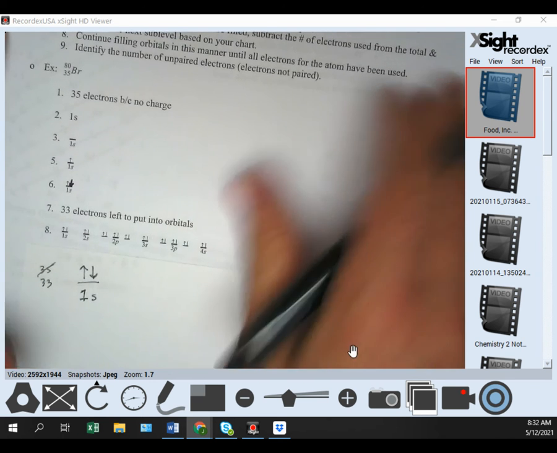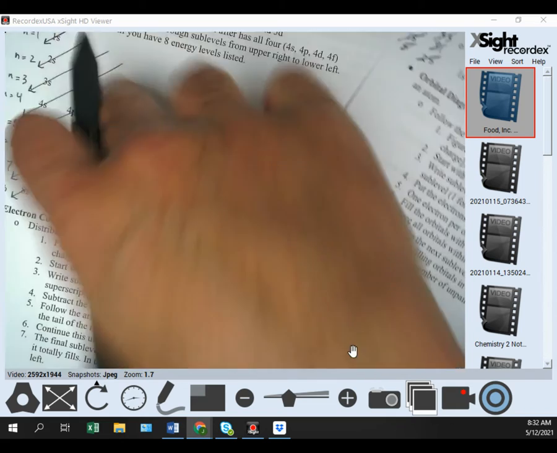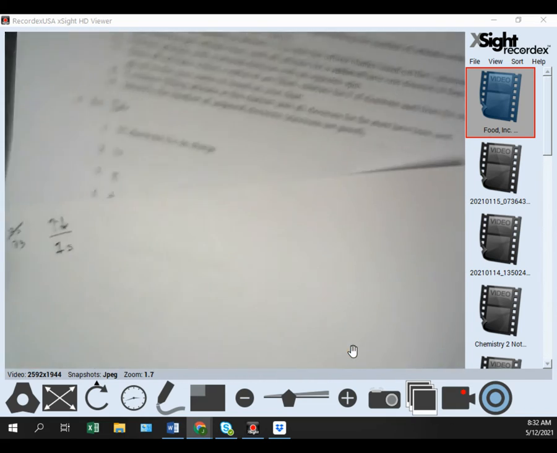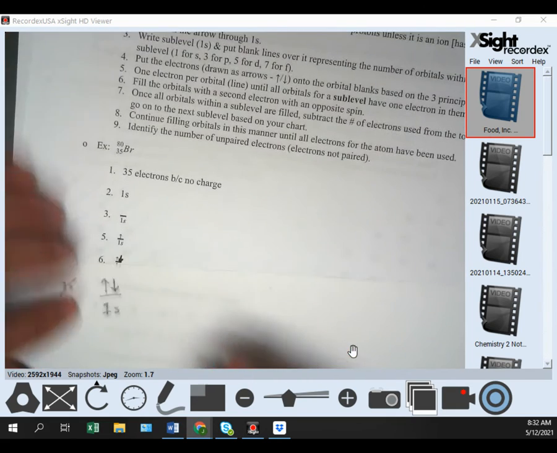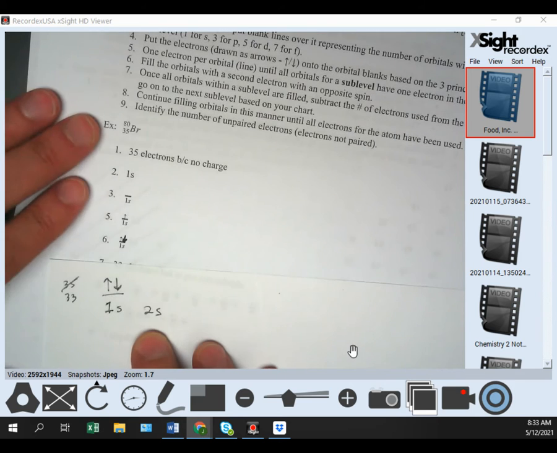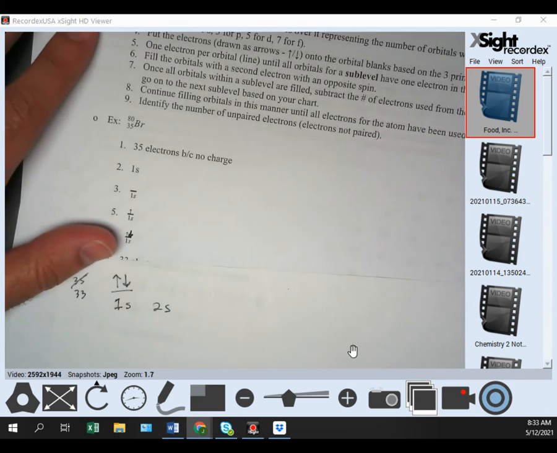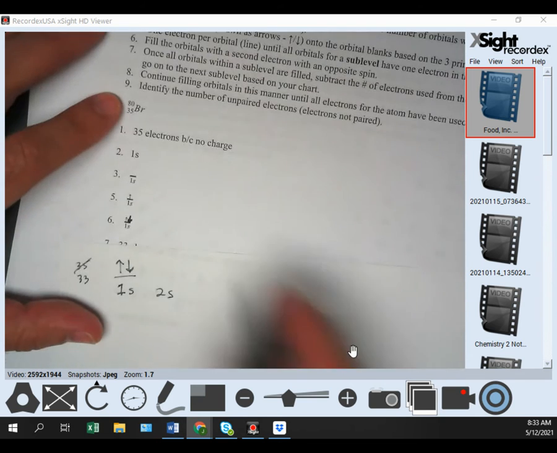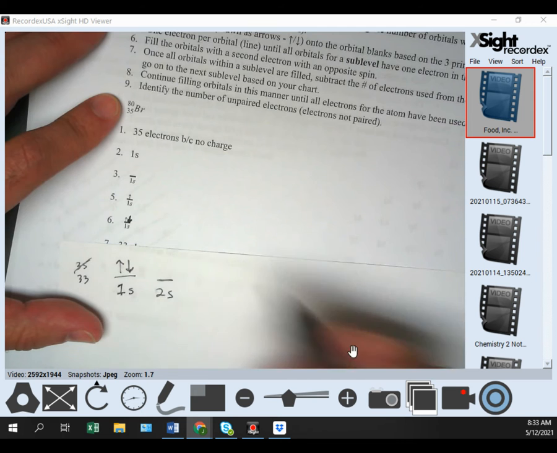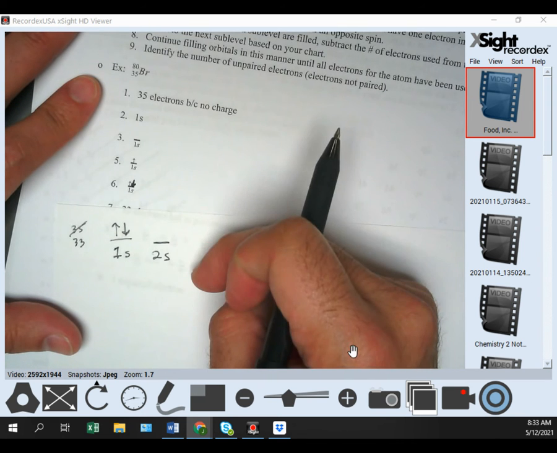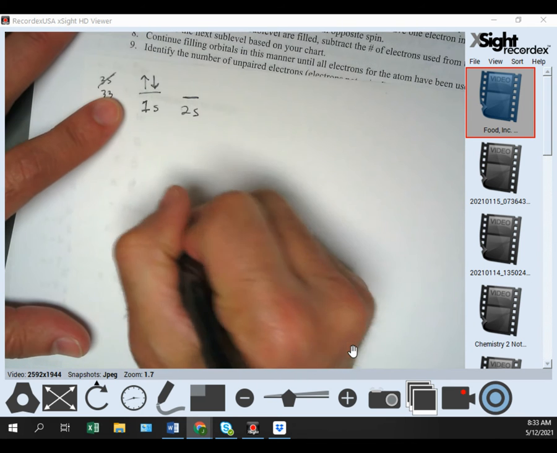After 1s, I'm following my arrows. After 1s, I hit 2s. So I write down 2s. All s's have 1 orbital. So 1 line. Make sure that between the sublevels you leave enough room. I don't want to see something like this.